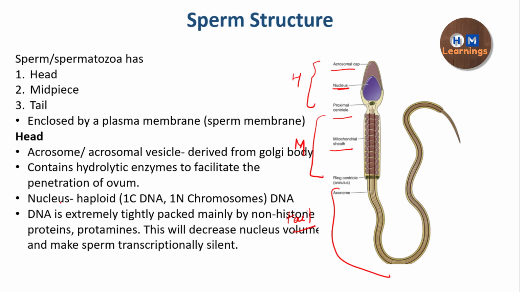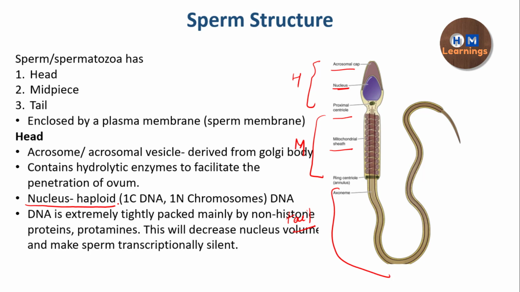So the acrosome is actually facilitating the cortical reaction and the acrosome reaction, so that finally fertilization can take place. Then after that there is the nucleus, which has haploid content. We already know that the gamete is produced as a result of meiosis, so it will have half the number of chromosomes as that of a somatic cell or a germ cell. So it is haploid, that is one copy of each chromosome, and the DNA content is 1C.